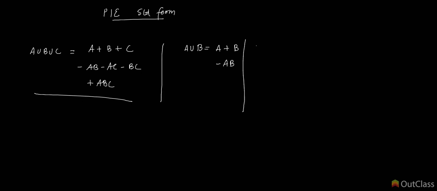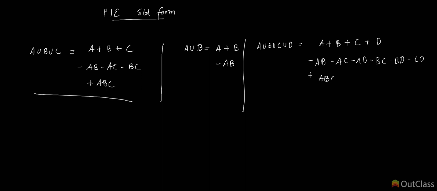If you wanted PIE for 4 sets, it would be A union B union C union D. Add all the singles, subtract the doubles, AB, AC, AD, subtract BC, BD, CD. Add all the triples, which should be ABC, ABD, ACD, BCD, and subtract the intersection of the 4 regions, which is ABCD, and there's only one of these. So notice that it would work equally well with any number of sets under consideration.